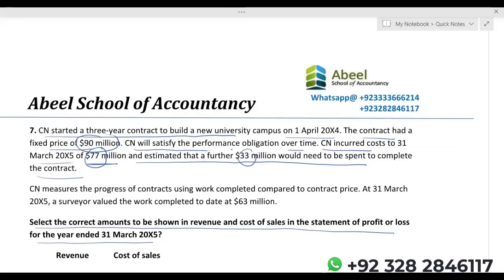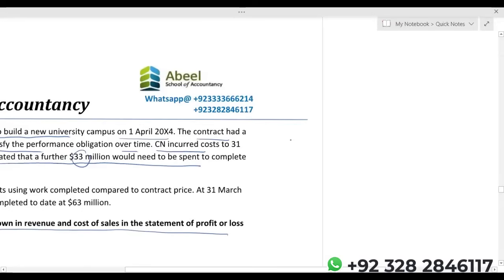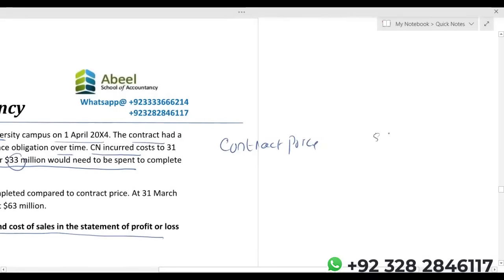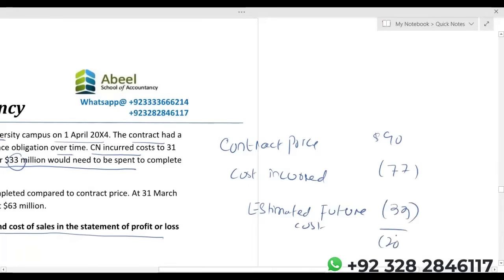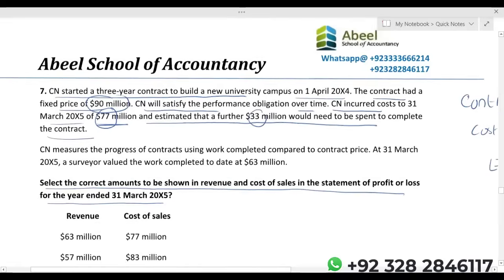It's a loss making contract. And according to IFRS 15, if you entered into a loss making contract, then the entire loss will be recognized in the first year. In case of loss, you will not recognize it over a period of time. So your contract price is 90, costs incurred 77 million, then estimated future cost 33. So there's a loss of 20 million. The entire loss of 20 million should be shown in the very first year of the contract, so simply 20 million will be recognized in the first year.